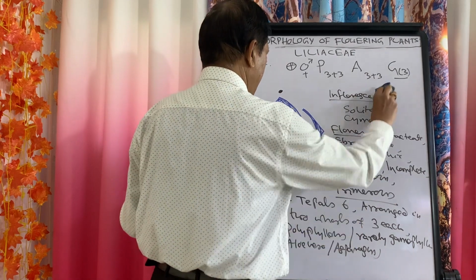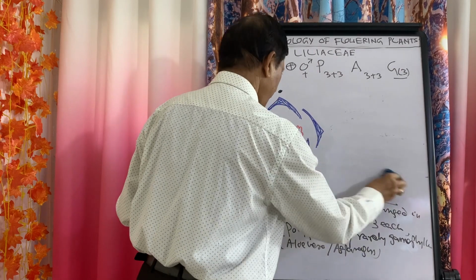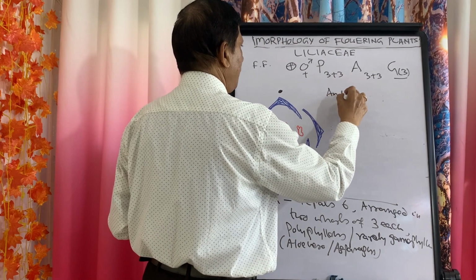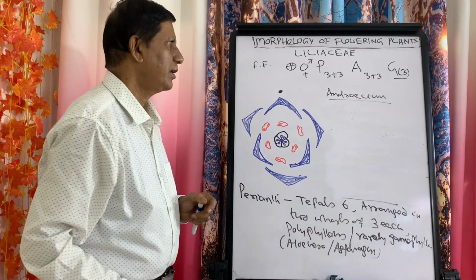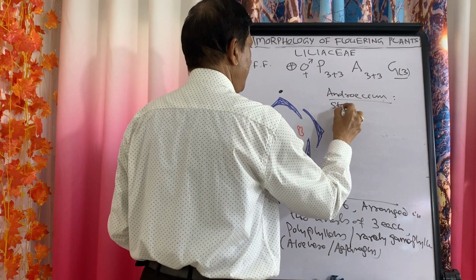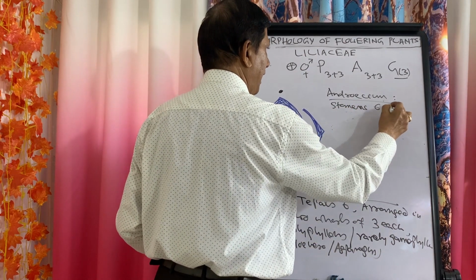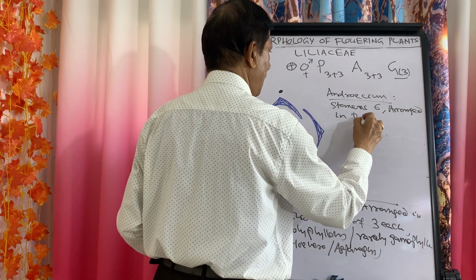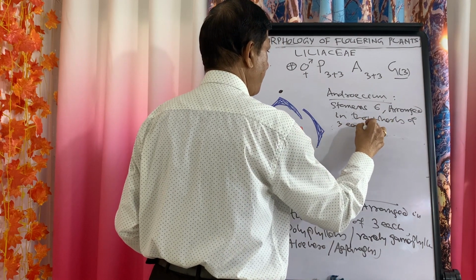Then the next character, that is the androecium. In case of androecium, you see here it is written 3 plus 3. That means stamens are 6 in number, arranged in 2 whorls of 3 each.